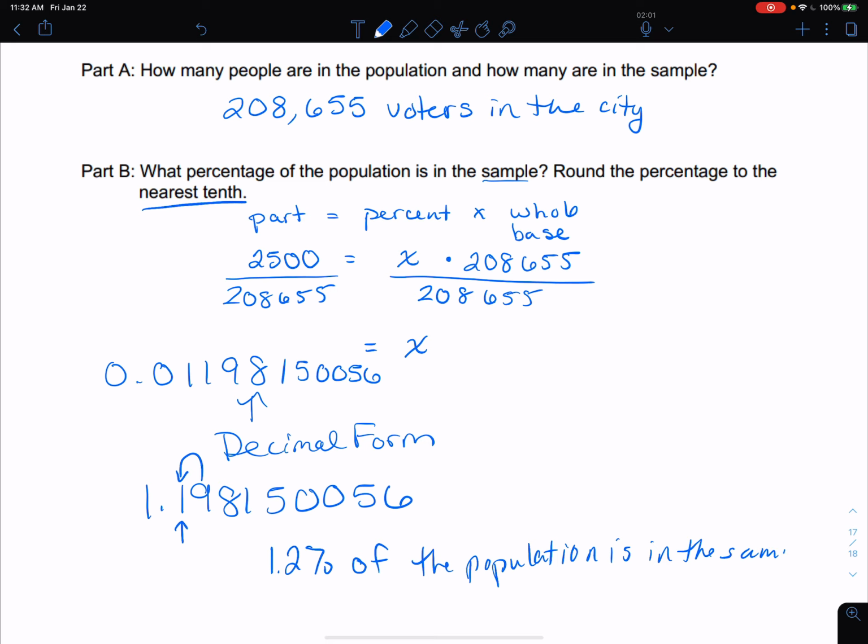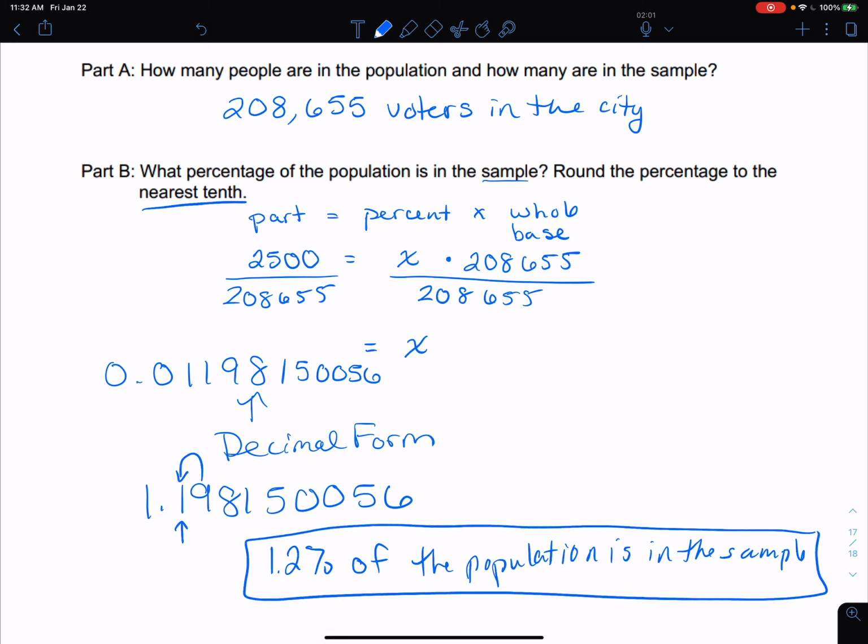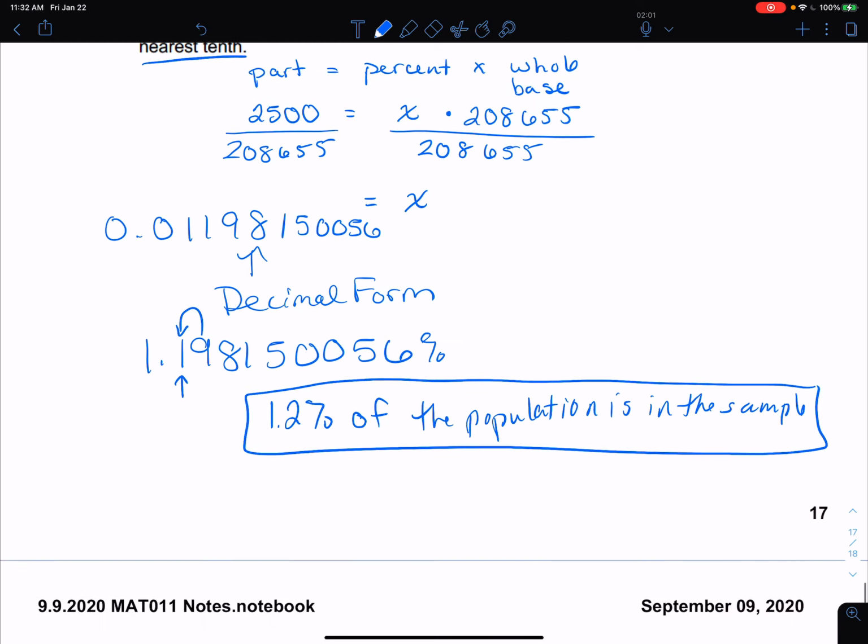One important thing that I want to point out here, make sure you don't round until after you've already converted it to percent form. So don't round when it's in decimal form, round once you've converted it to percent form. Round at the end.